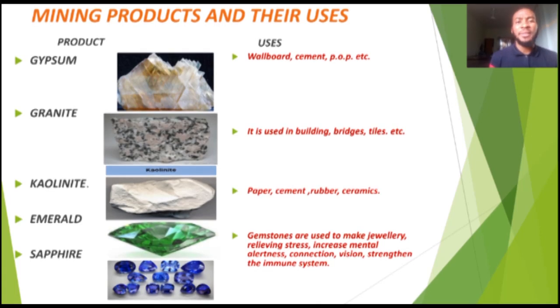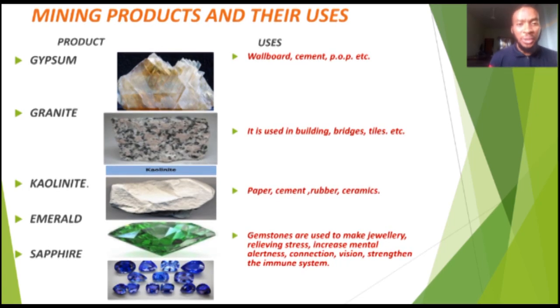You have gypsum. You can see the picture. You can see how it is. It could be used to produce wallboard. It could be used to produce cement or POP in houses. That's a roofing of houses. Modern houses, you see POP there. So when you are inside your house, that roof you see in modern houses is called POP, and so on.